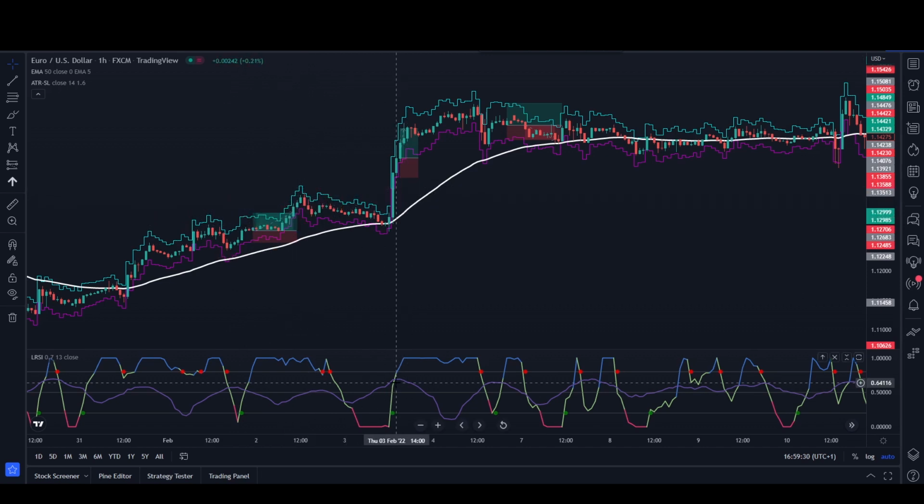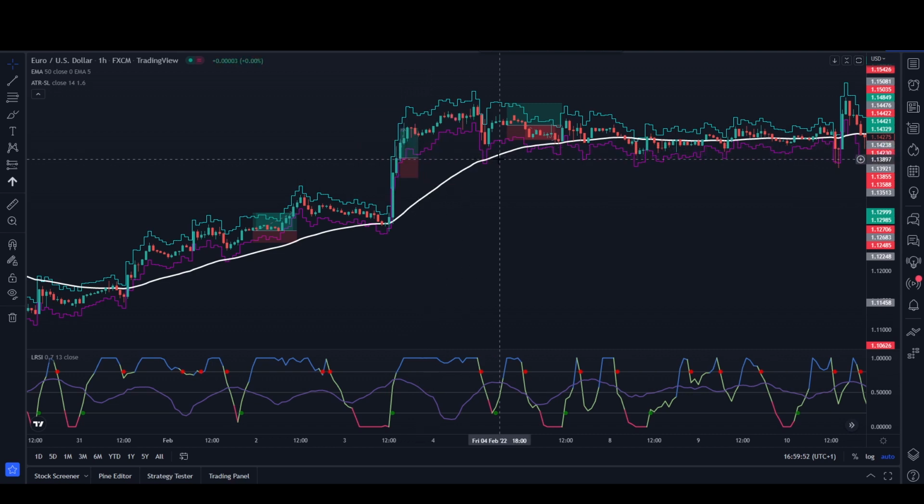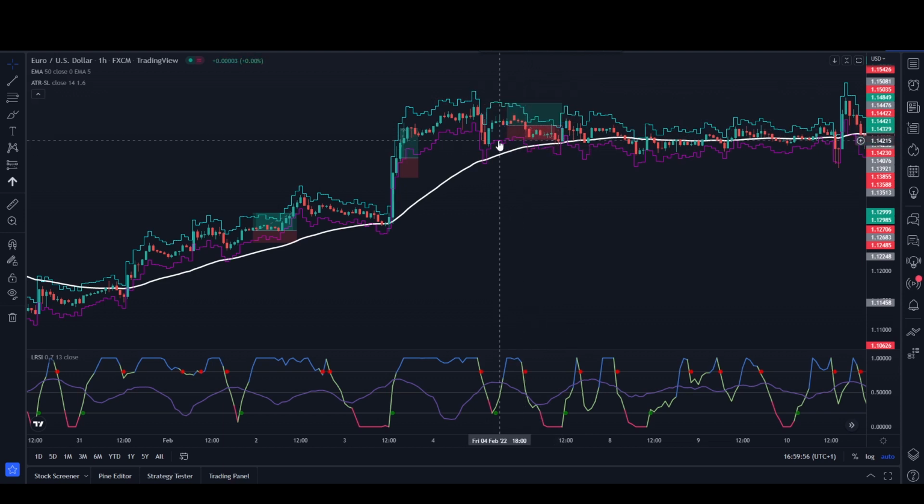Similar here, the purple line crosses from above. So we're taking a long position. We place a stop loss at the last ATR, a 1 to 1.5 risk to reward ratio. So that would have been a successful trade. And here we're taking a loss because the move has been exhausted.